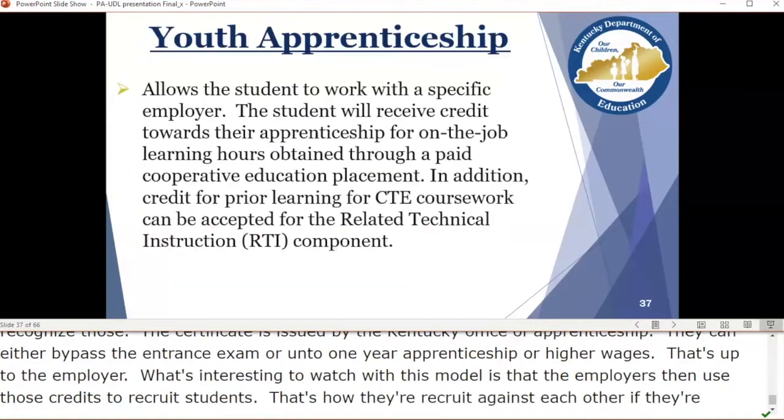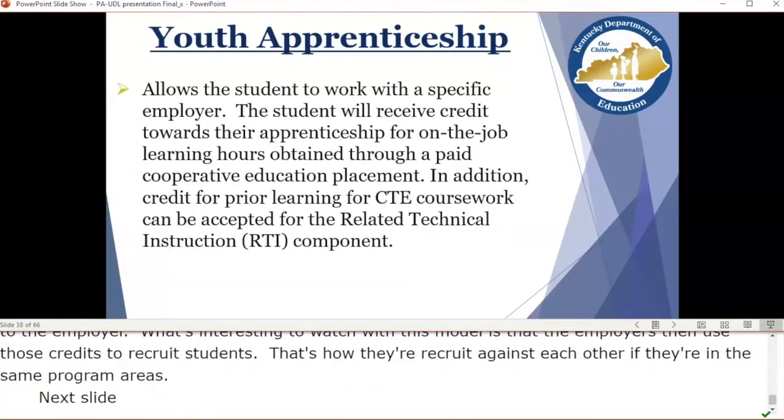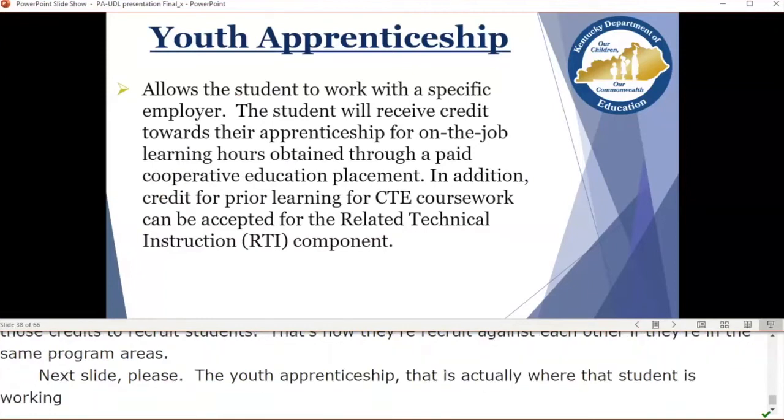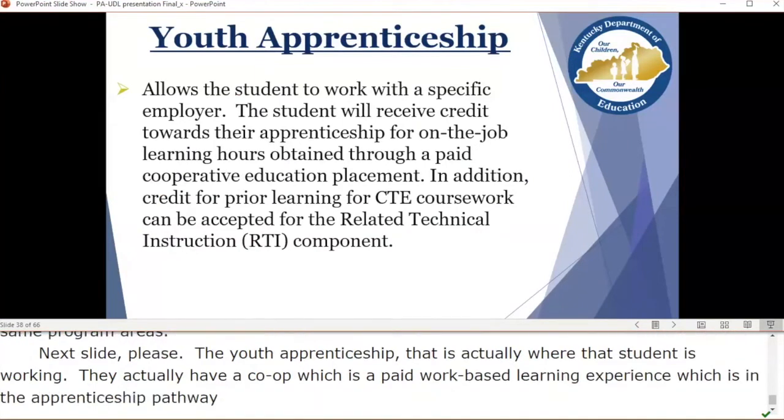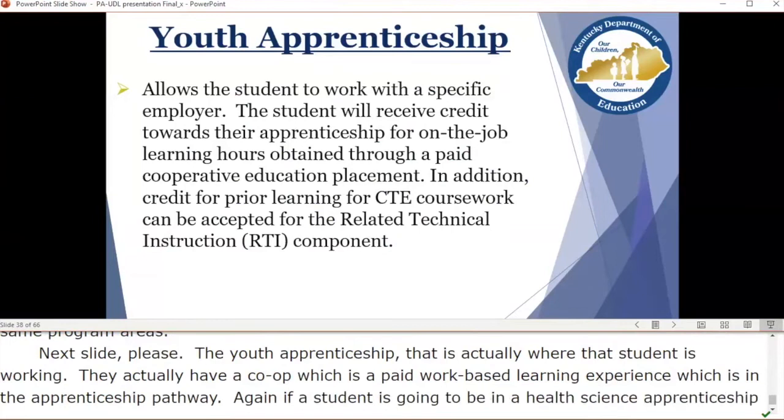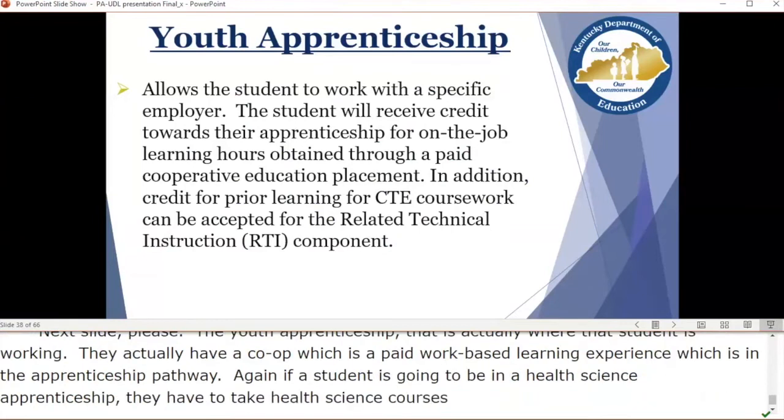Next slide, please. The youth apprenticeship is actually where that student is working. They have a co-op, which is a paid work-based learning experience that is related to the program and their pathway in the apprenticeship. So again, if a student is going to be in a health science apprenticeship, they have to be taking health science courses, and then they will have that co-op. Next slide, please.